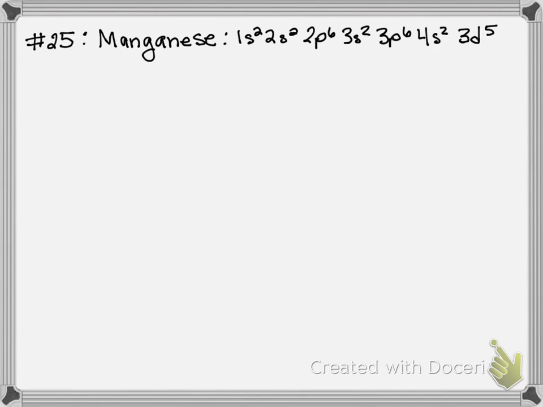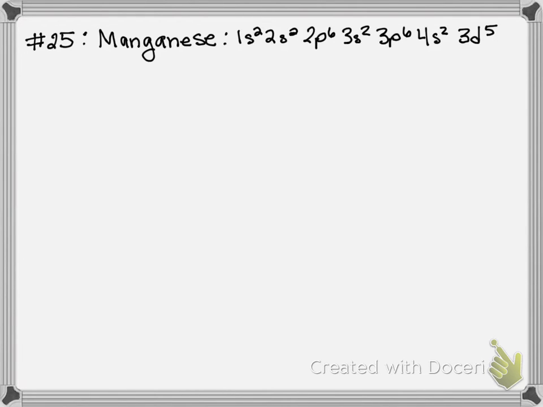This lovely skill that I'm teaching you gets a little bit more complicated once we hit the D block. I want you guys to be able to do Bohr models all the way through the D block. So, let's take a look at manganese. Here's the electron configuration for manganese. Let's see if we can make a Bohr model out of this.